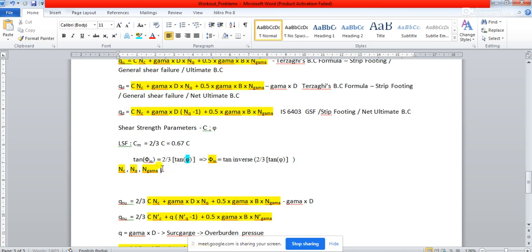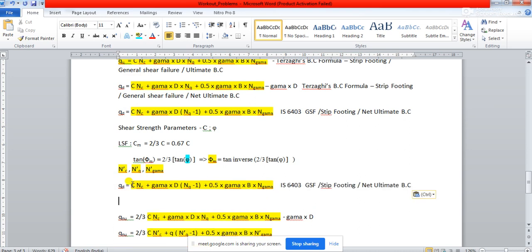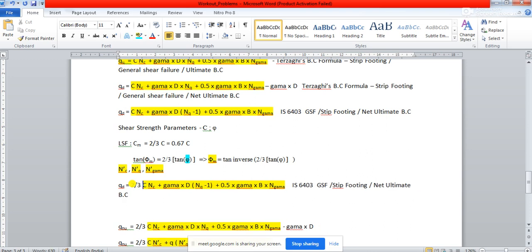So that's why for local shear failure Terzaghi has put these changed values as NC dash, NQ dash and N gamma dash, and thus this equation, which is true for general shear failure, strip footing and net ultimate bearing capacity, will change to this form, with the 2/3 factor coming in front of C. NC will become NC dash, gamma remains the same, NQ will become NQ dash, gamma B will remain the same, and N gamma will become N gamma dash.